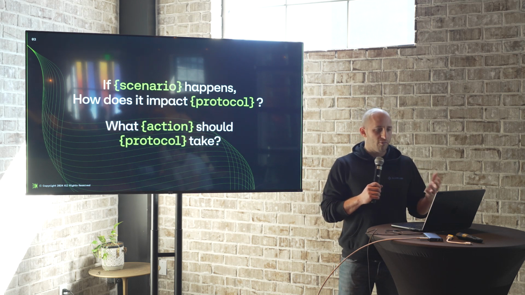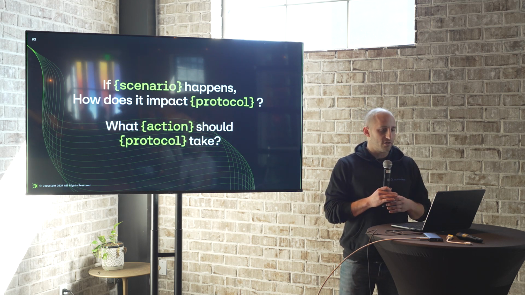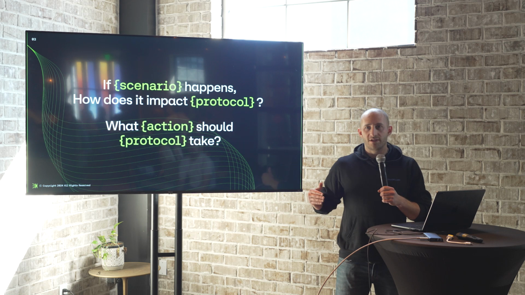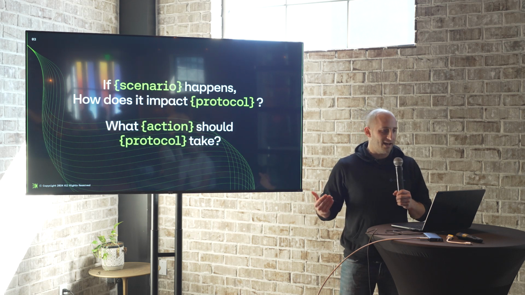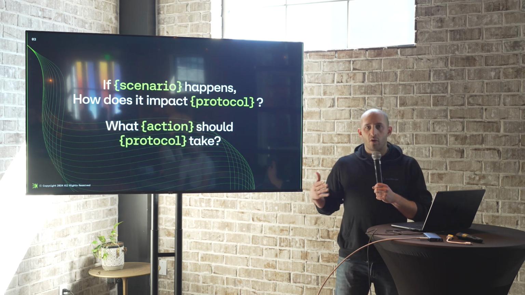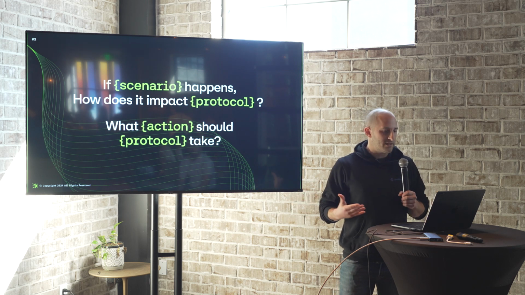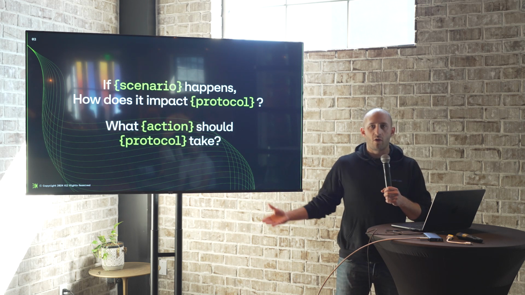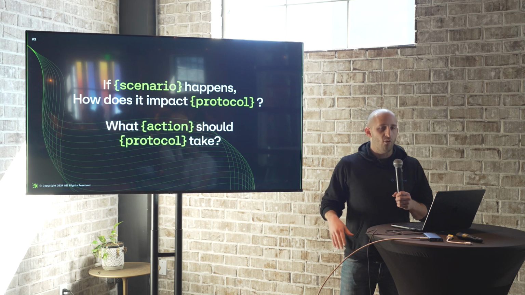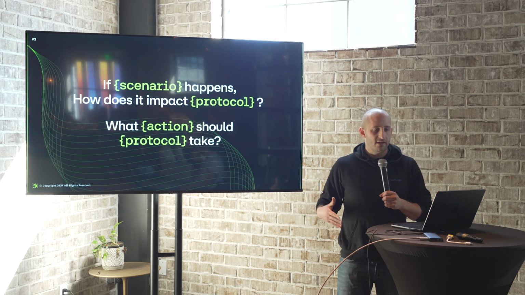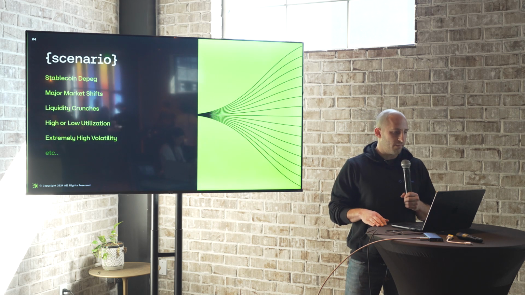So the core problem we're looking to solve with a risk oracle, and the core problem we're solving as risk providers at Chaos Labs is, for any protocol we work with, we're looking to answer the question: if a given scenario happens, how does it impact the protocol that we're working with or providing risk for, and what action should that protocol take if this scenario were to occur?